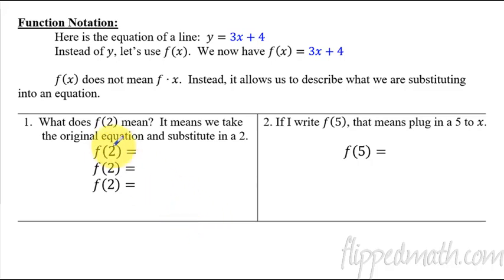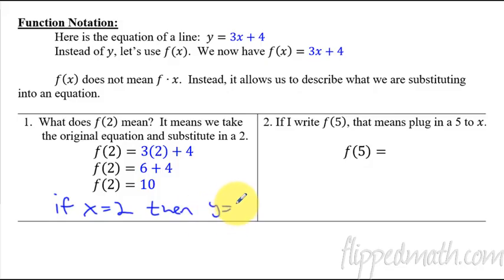It means we substitute in the number 2. So it looks like this. 2 goes into x, so it's 3 times 2 plus 4. 6 plus 4 gives us 10. So f of 2 equals 10. That just means if x equals 2, then y equals 10. That's all this means. If x equals 2, then y equals 10.